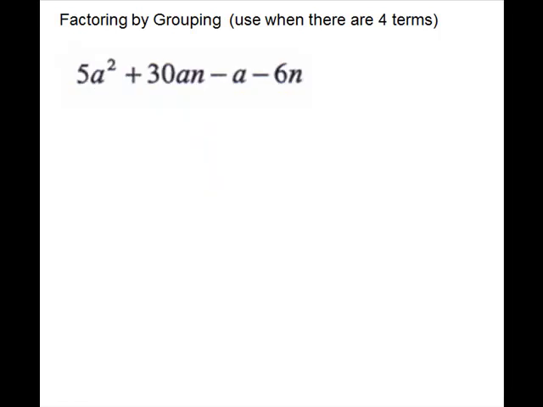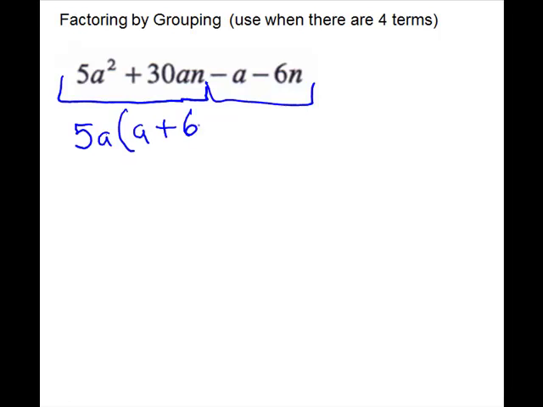For the next problem, we have 4 terms, so we will try to factor by grouping. So we'll make 2 groups. In the first group, we can take a 5 and an a. To get back there, we're missing a plus 5 into 30 will go 6n.